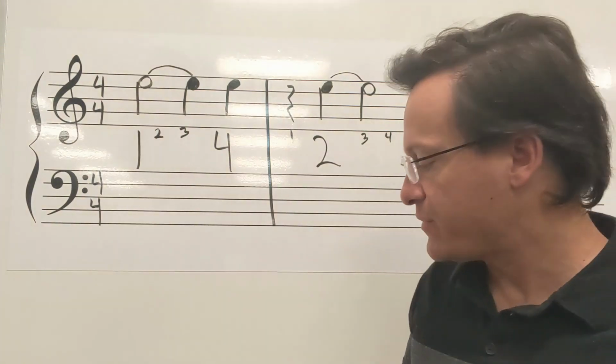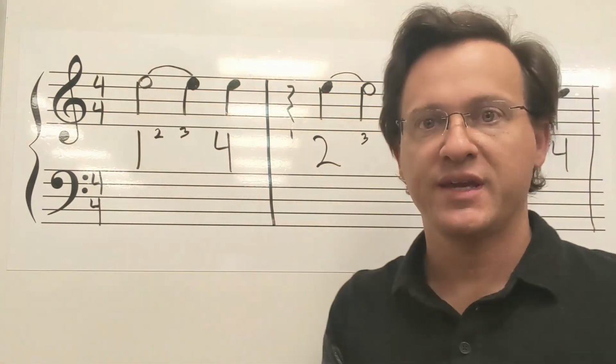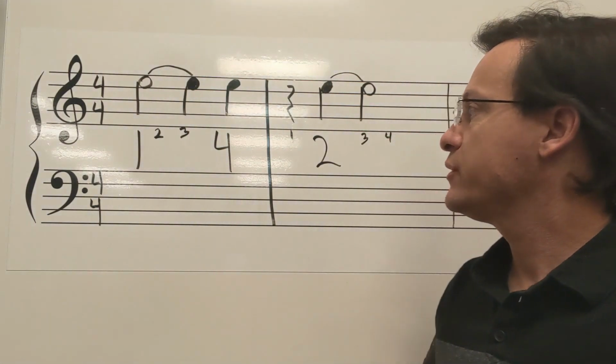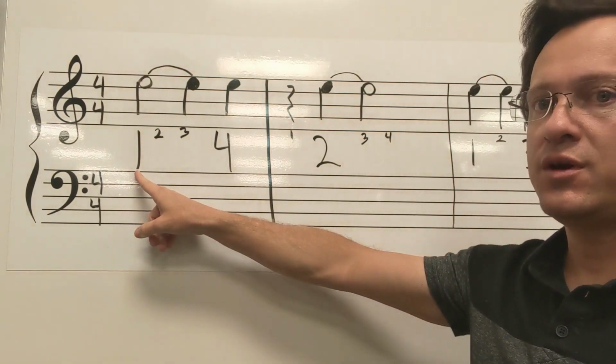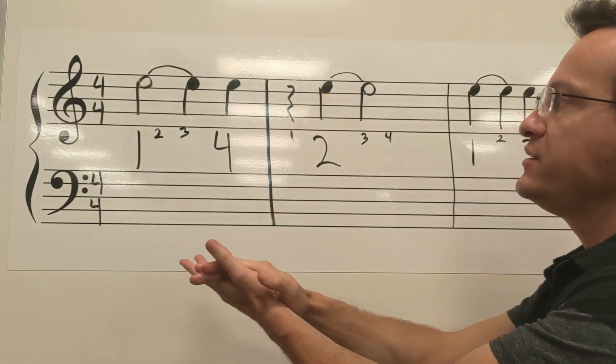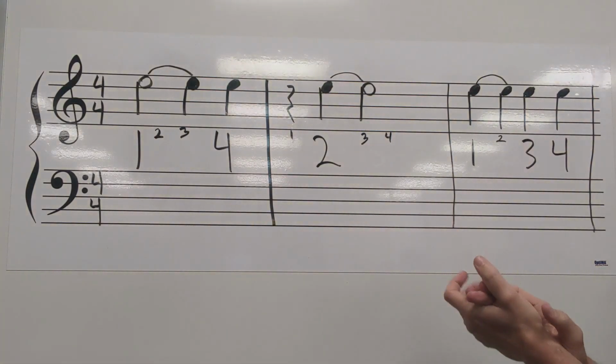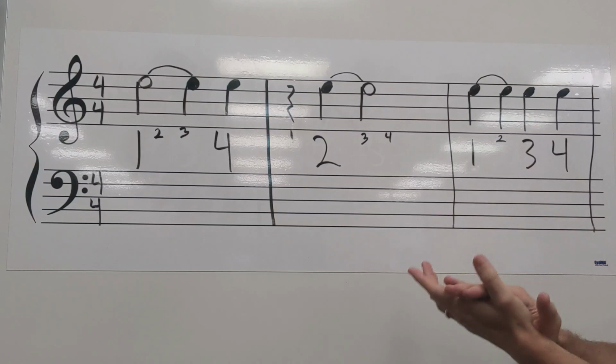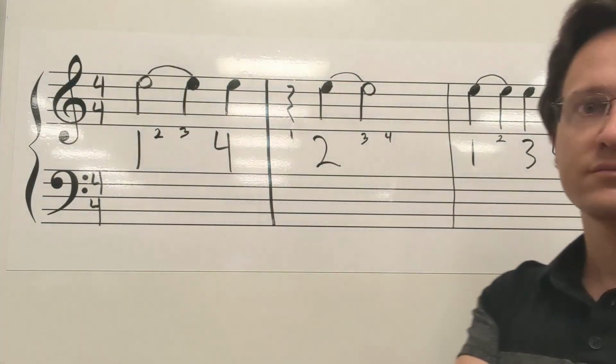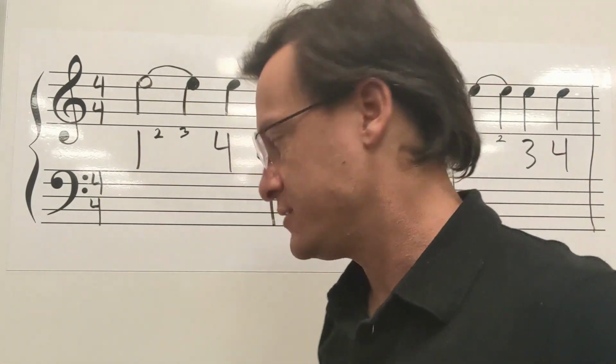Now we're going to count and clap this with my ties here so that we get an idea of how this works. So here we go. 1, 2, ready, go. 1, 2, 3, 4. 1, 2, 3, 4. 1, 2, 3, 4. Pretty straightforward, right? Let's look at it with eighth notes.